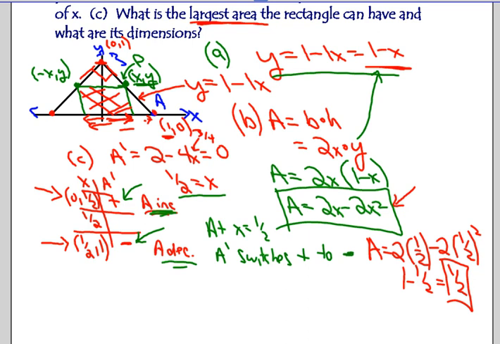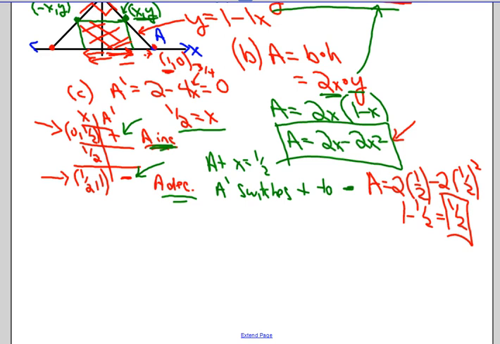And what are the dimensions of that rectangle? Well, keep in mind the rectangle, it was 2x times y. So x is 1/2. So the dimensions of the rectangle, and again, keeping in mind going this way back and forth, it was x to the right and x to the left. So it's 2x. X is 1/2. So 2 times 1/2. The rectangle goes 1.